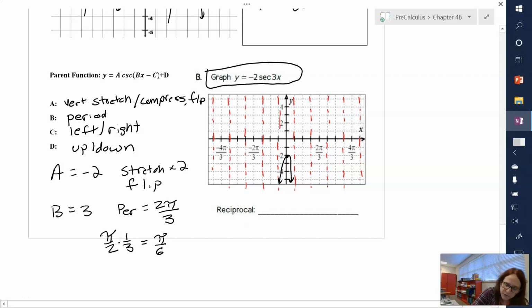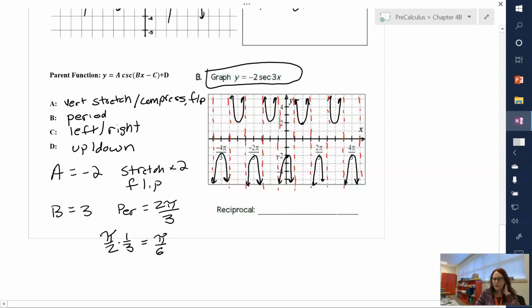Now the next piece over is going to start here at 2. And then it's going to repeat. So here's 1. Here's 1. There's 1. So those are all the ones pointing up. Now the ones pointing down are going to be over here. Okay. And so that is how the secant graph is going to look.